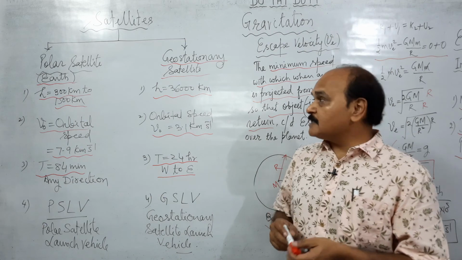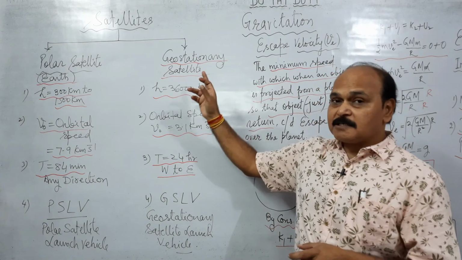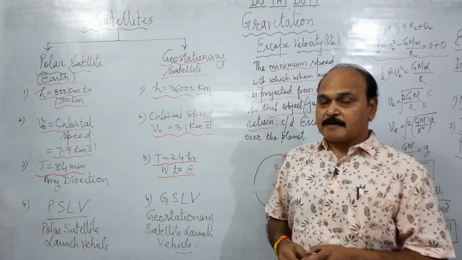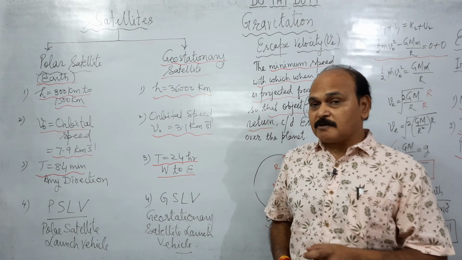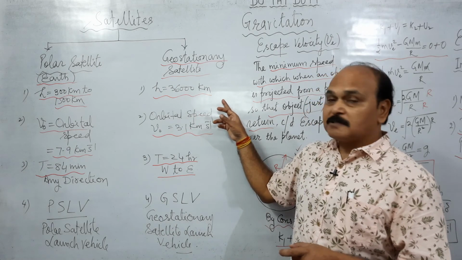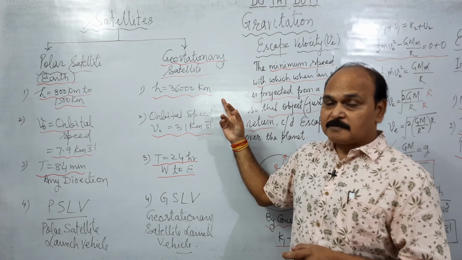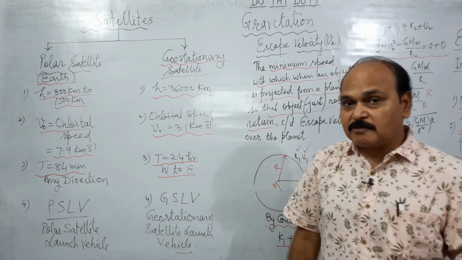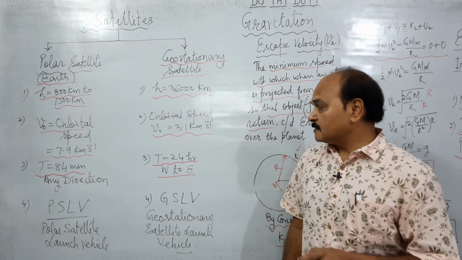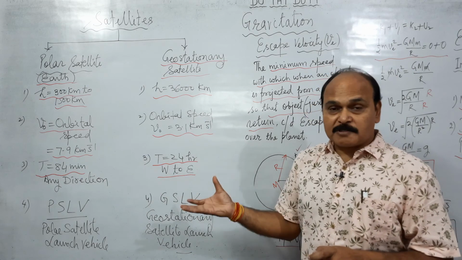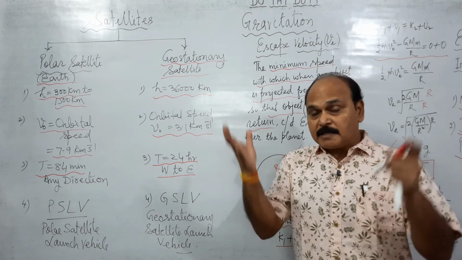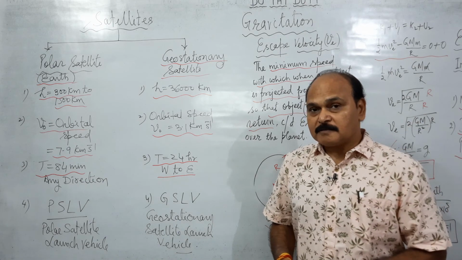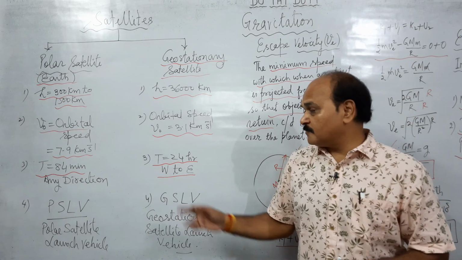So these satellites are at rest with respect to Earth, and they are exactly at a distance of 36,000 km from the Earth's surface. This geostationary orbit lies at 36,000 km from the Earth's surface, and their time period of revolution is the same as that of Earth, in the same direction, that is, from west to east.